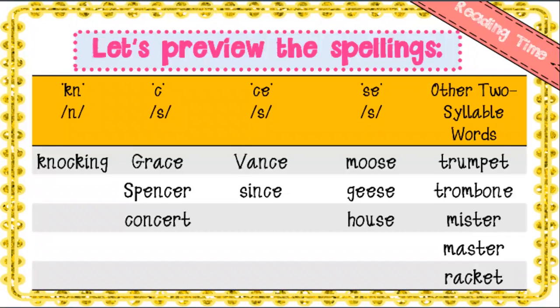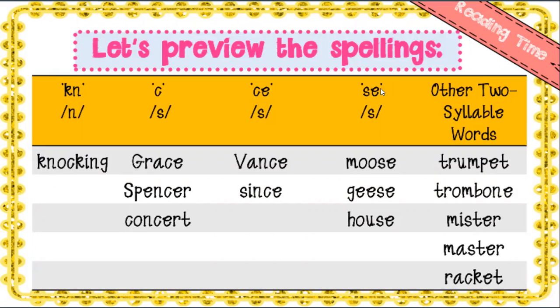Let's preview the spellings. You're going to see a word here with a K-N at the beginning of it, but it's making the N sound. So you're not going to pronounce the K. The K-N together are working together to make the N sound. This first word is knocking.